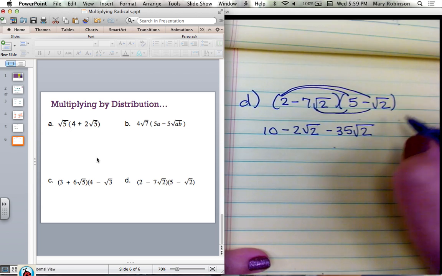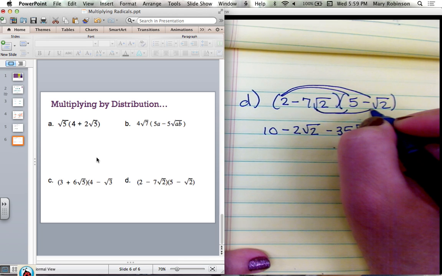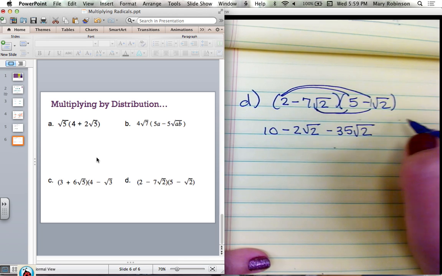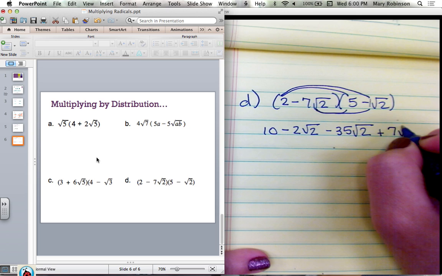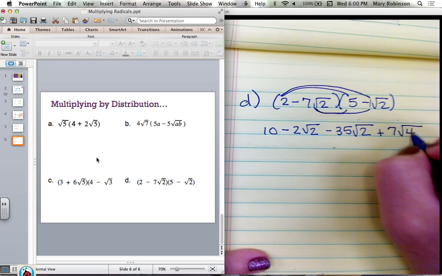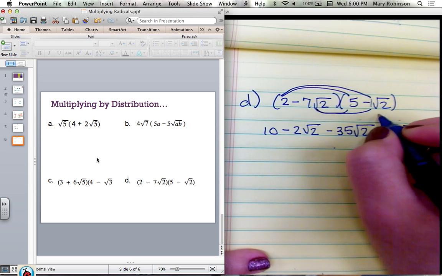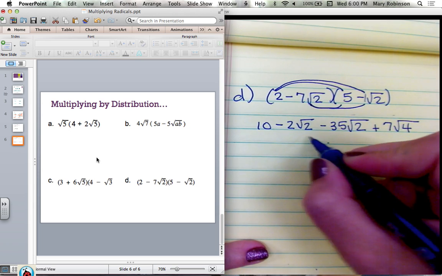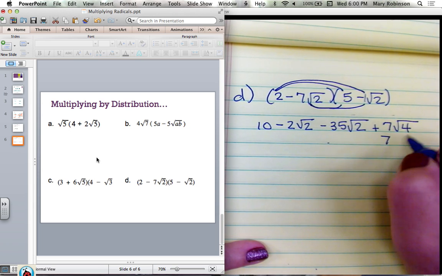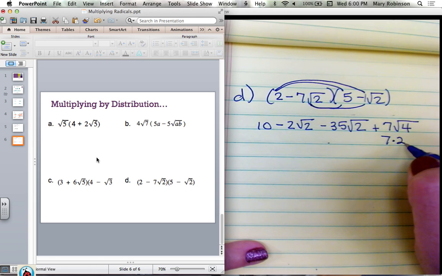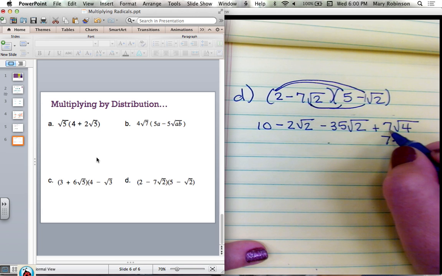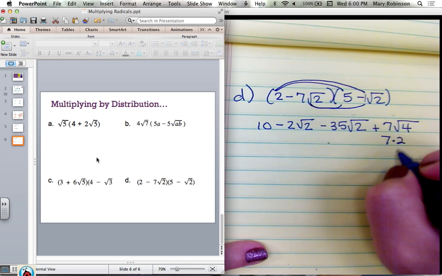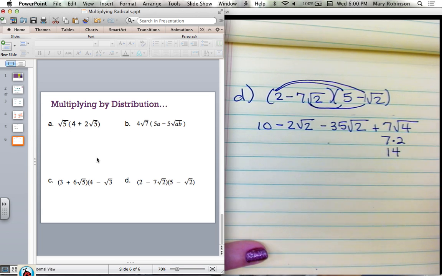And then distribute my last terms, and negative 7 times a negative understood 1 is a positive 7 square root of 4, because I can multiply the 2 and the 2 under the radical. But I should, of course, simplify anything under here. So when I see a perfect square or a radical that can be broken down and simplified, I will do so. So the square root of 4 is 2. I multiply that 2 by the 7 out front. 7 times 2 is 14.